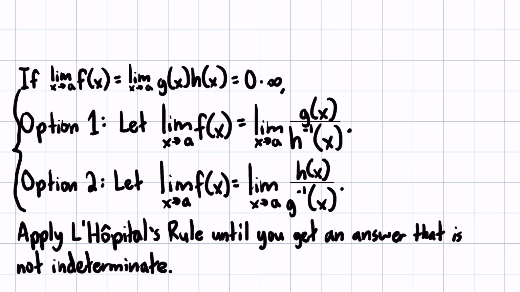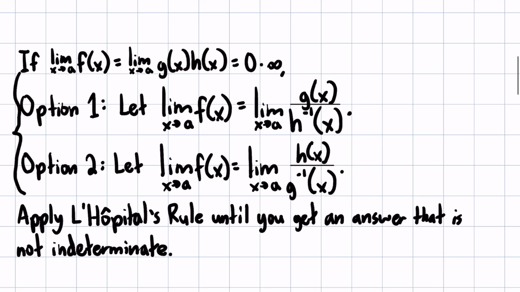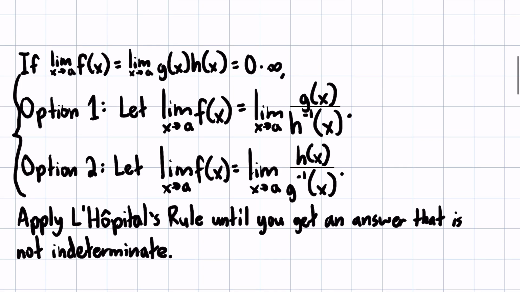Okay, so we have two options. Basically it just depends which of the two functions we want to pick. We pick one, we take its reciprocal, and we move it to the denominator. So instead of having g times h, we could have g over the reciprocal of h, or h over the reciprocal of g. And then we apply L'Hopital's rule until we get an answer that is not indeterminate.